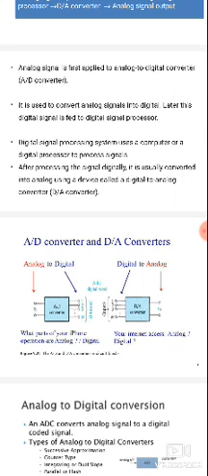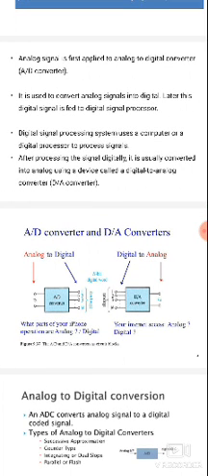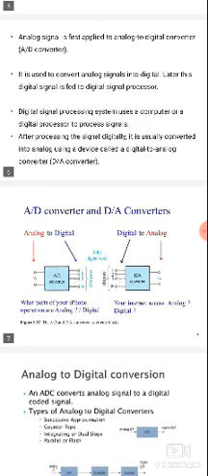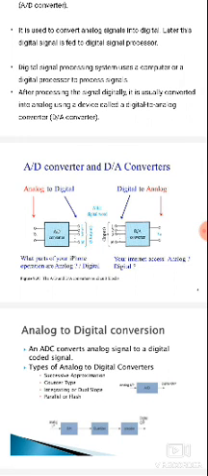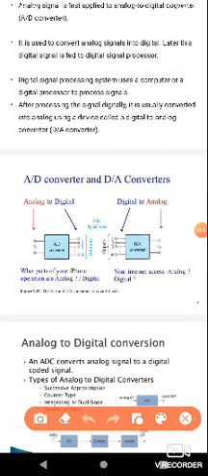First the analog to digital converter, later the digital signal is fed to the digital signal processor. The digital signal processor requires a computer. The computer is our digital processor, to process the signal. Next, it will be fed again to the digital to analog converter. So this is the analog to digital, and the next one is the digital to analog converter. So here VA is the analog input. The analog input will be converted into digital output. By using an A to D converter, we can convert VA, the analog voltage, into digital voltage.